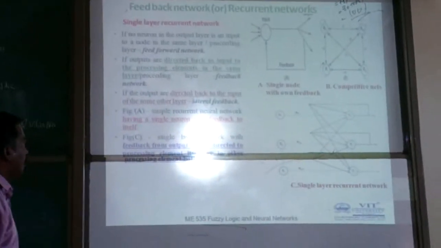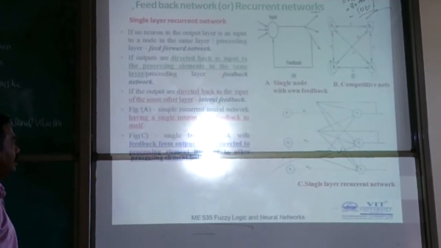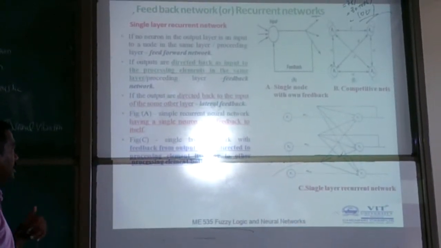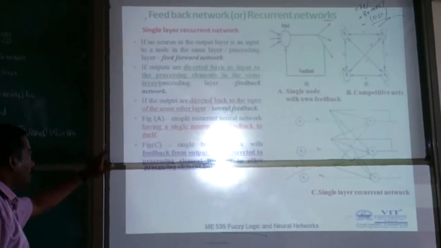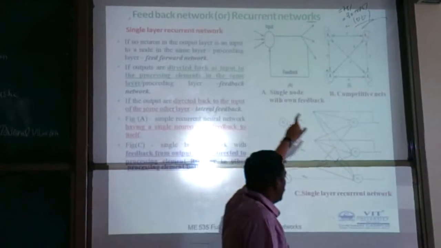If outputs are directed back as input to a processing element in the same layer, the processing is called a feedback network. And lateral feedback means the outputs are directed back to the inputs of some other layers. This is called feedback. This is called lateral feedback.